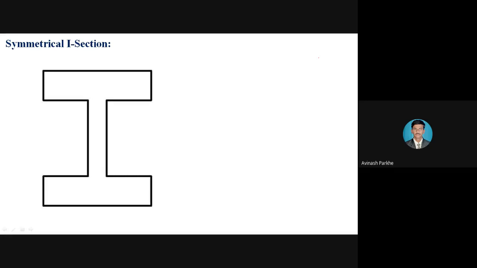Okay. So in today's lecture, we will discuss some of the important sections for which we have to calculate the bending stresses. In the last lecture, we derived the bending stress formula, which is also called Navier's formula or the flexural formula. That formula is M upon I is equal to sigma upon y is equal to E upon R. This particular formula is called the bending stress formula.